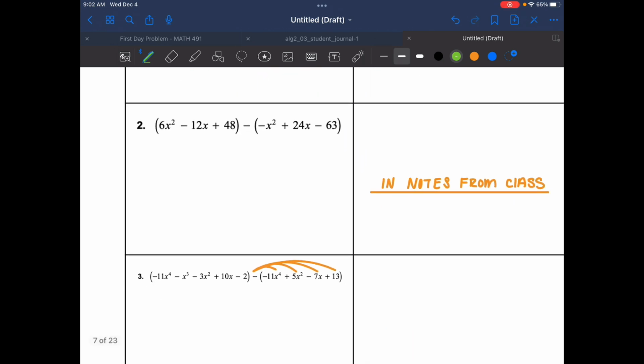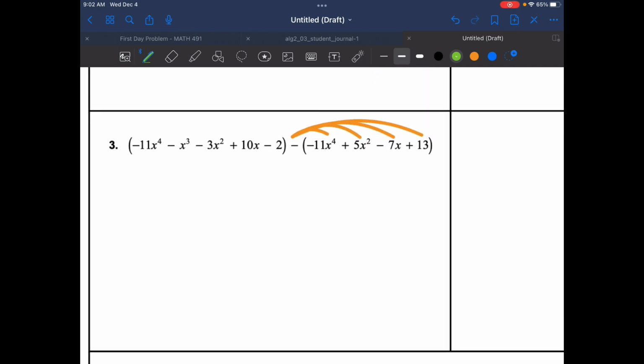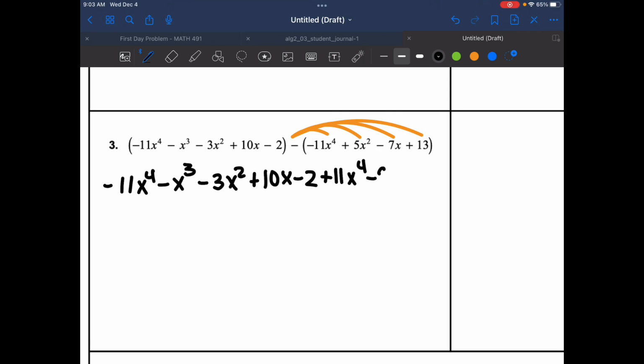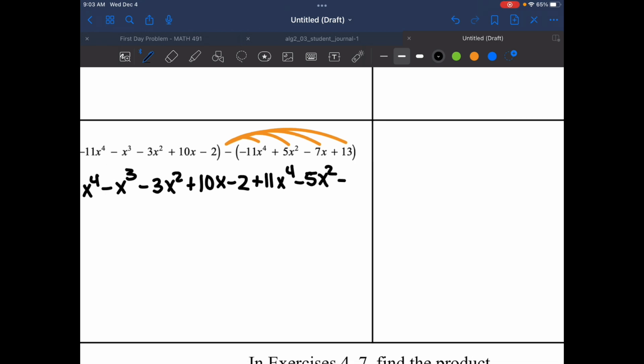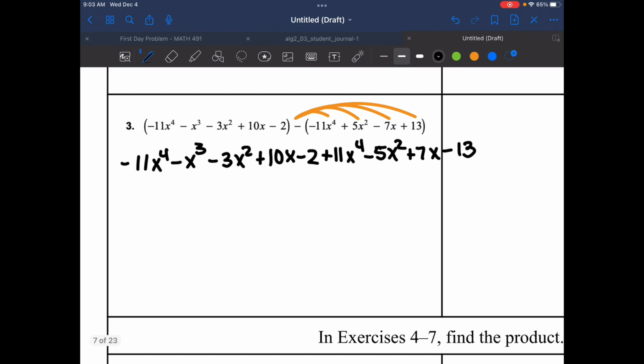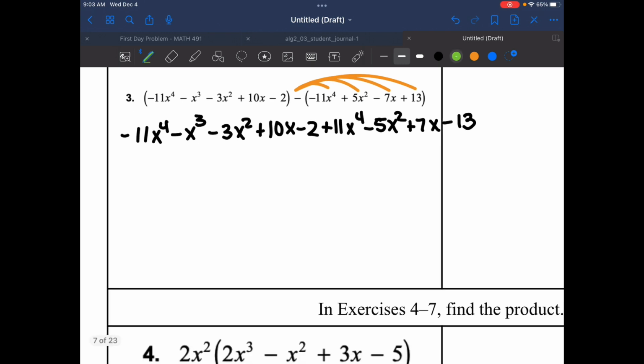There we go. Okay. Same thing here, we're going to distribute the negative. So I'm going to write the first one just as it is. This is 4.2. Distribute my negative, so this is going to be plus 11x to the 4th minus 5x squared. This is going to take up two spaces here. Minus, or plus 7x minus 13. Okay? And now I'm just going to cancel these things out here.